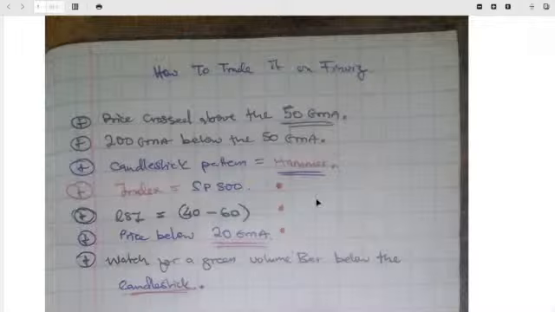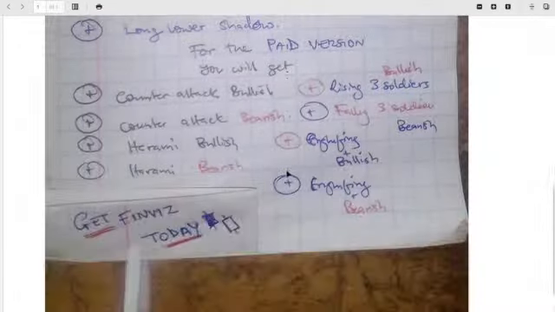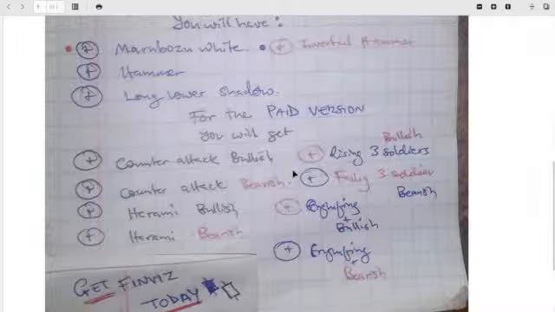But with my strategy on Finviz, because I have refined the strategy so well, you will risk less. And with Finviz, if you get the paid version, you will get the bullish counterattack, the bearish counterattack, the bullish harami, bearish harami, bullish engulfing, bearish engulfing, falling three soldiers, rising three soldiers. All right, so this is just a couple of other patterns that you get with Finviz.